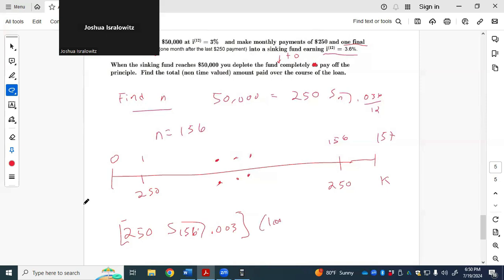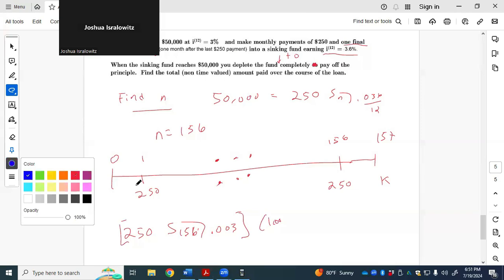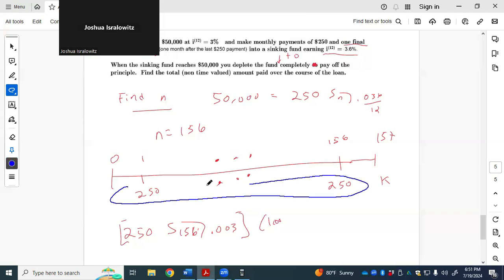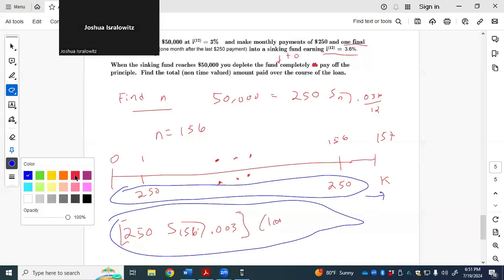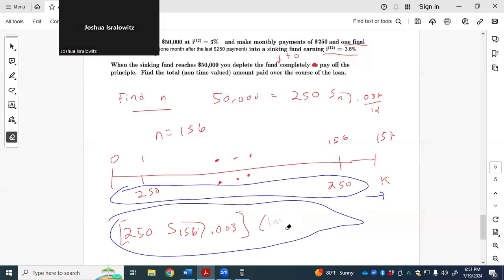But this here is the accumulated value at 156, and then it grows by 0.3%. Not a whole lot, but still not nothing. It still does grow by 0.3%.